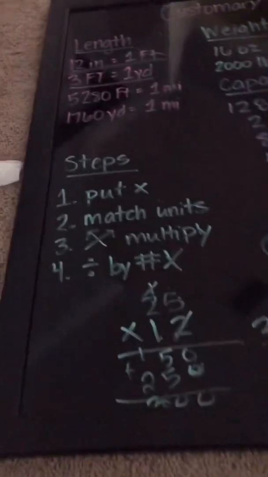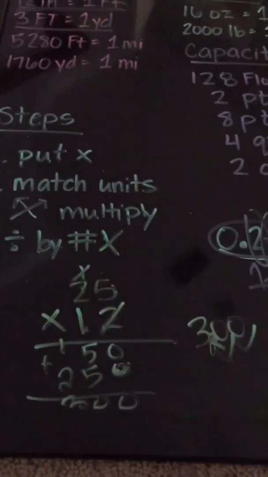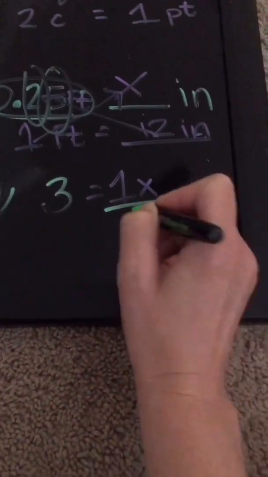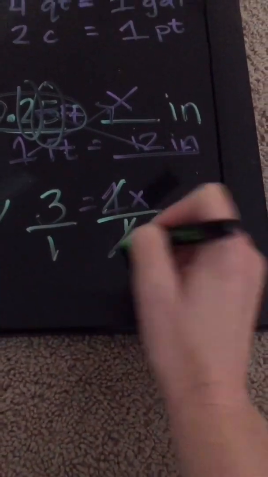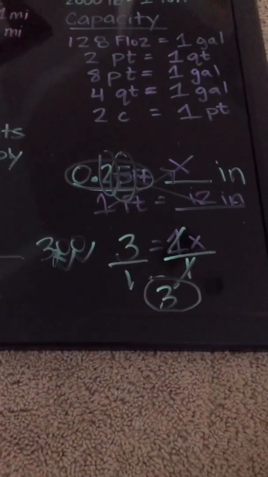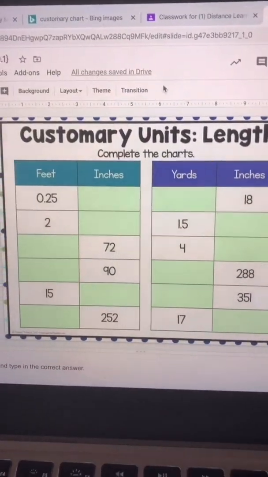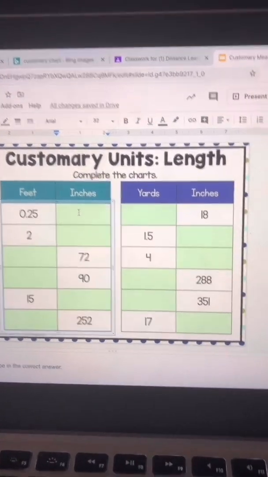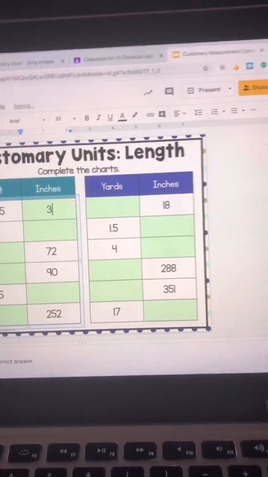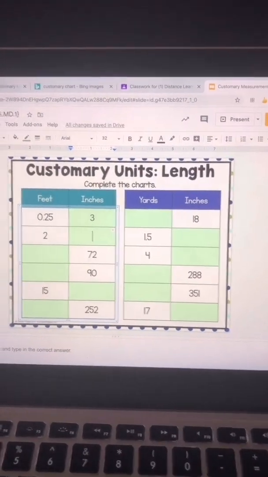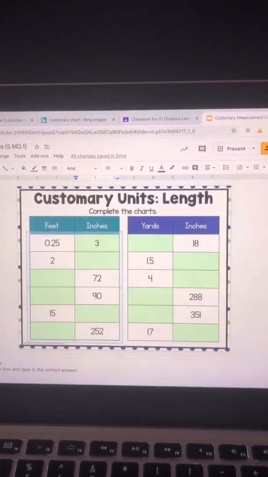My final step is to divide by the number that is in front of x, which that number that is in front of x is just 1. So 3 divided by 1 is just 3. So my answer is 3. So I'll come back to my screen here, click. It's going to show me a cursor that's flashing where I can enter the number 3. And I would go down to the next one. Okay, boys and girls, if you have any questions, just let me know.